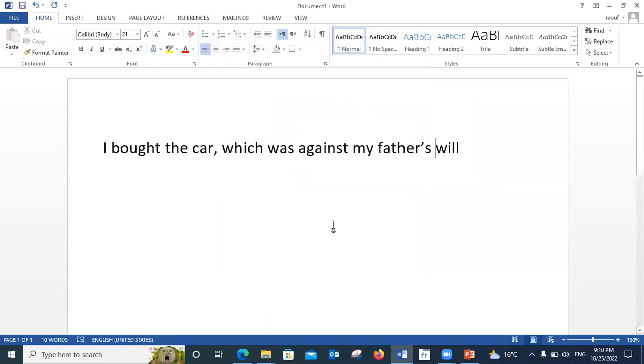Okay. I bought the car, which was against my father's will. This is a nice, fine sentence, shabab, because "I bought the car" is a complete part, then a comma, then an incomplete part. No problem.